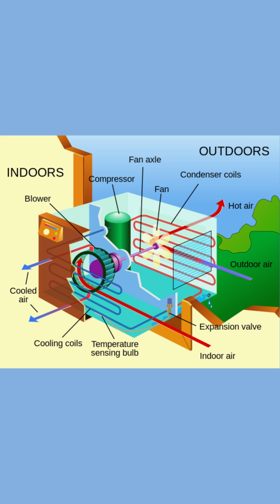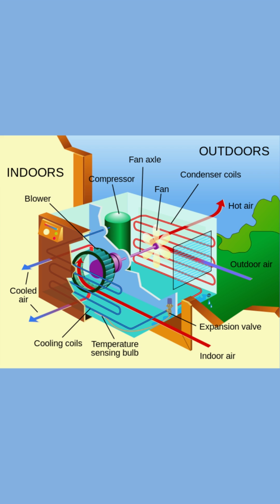Evaporation. The low-pressure, low-temperature refrigerant flows through the evaporator coils inside the unit, where it evaporates and absorbs heat from the indoor air. As a result, the air inside the unit becomes cooler. 4. Releasing cool air. Air circulation. The unit's fan blows the cool air back into the room, reducing the indoor temperature.